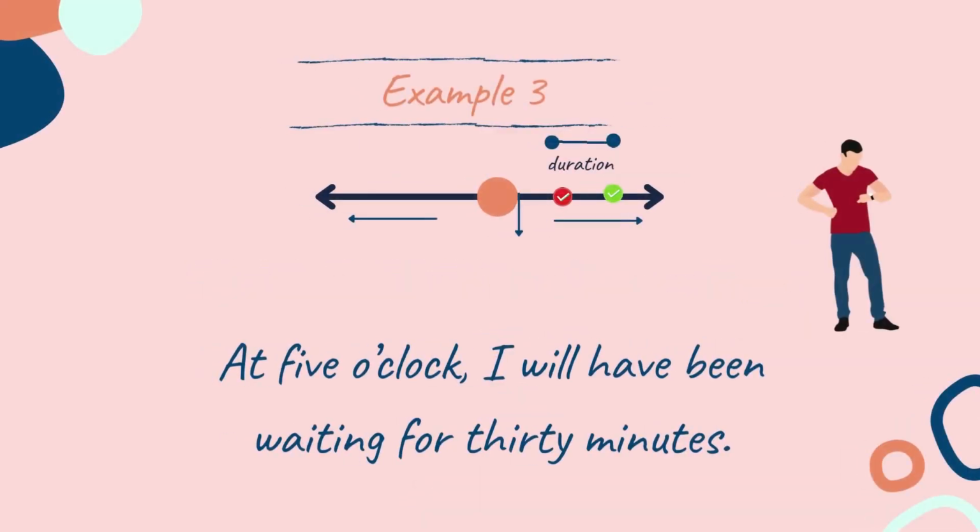At 5 o'clock, I will have been waiting for 30 minutes. Here, the activity of waiting will have already started sometimes in the past. It would be a continuous process until 5 o'clock, and the duration would be approximately 30 minutes.